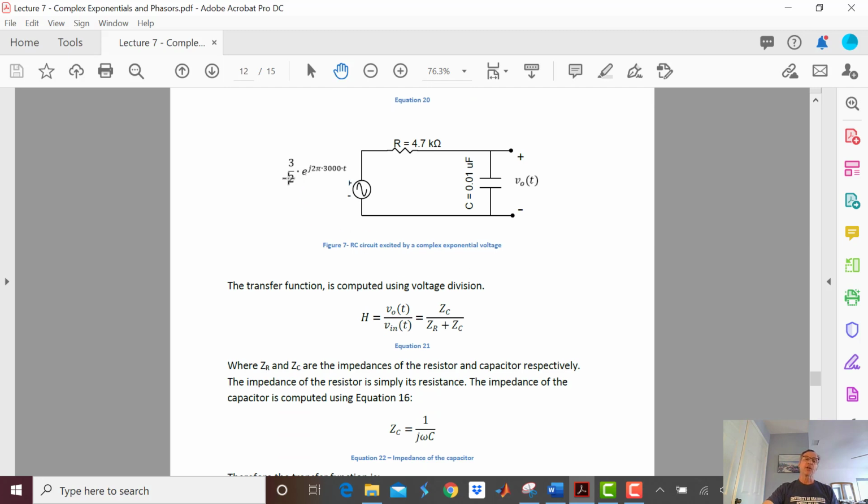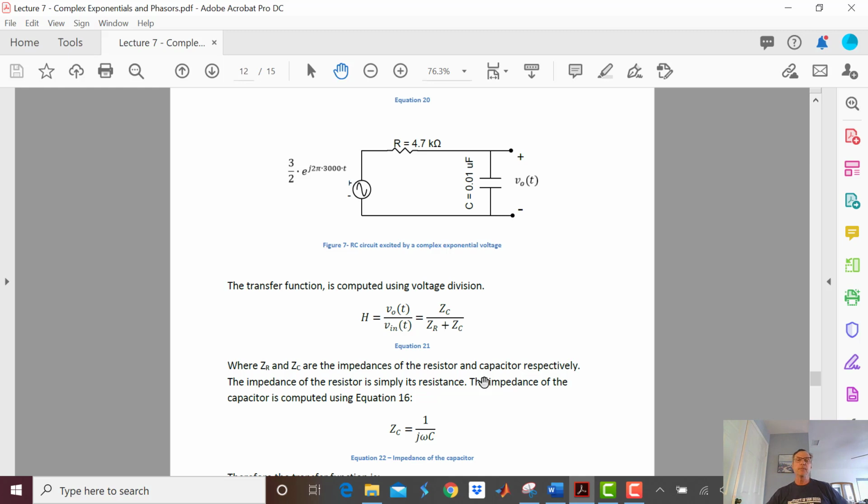So here's our input signal represented as a complex exponential, and it's feeding our circuit, and we're going to get the transfer function of our circuit using voltage division. Or in other words, H is equal to just the impedance of the capacitor divided by the impedance of the capacitor plus the impedance of the resistor. It's just a voltage divider. So ZR and ZC are the impedances of the resistor and capacitor, respectively.